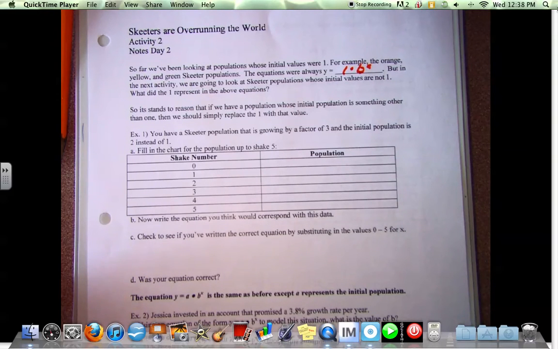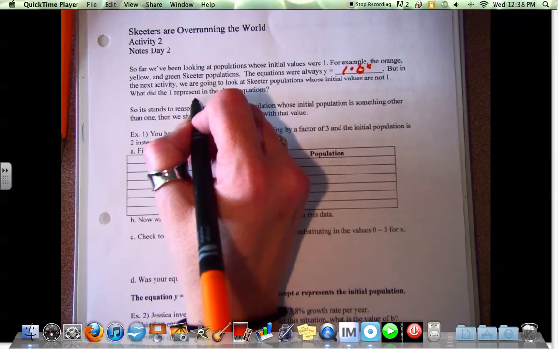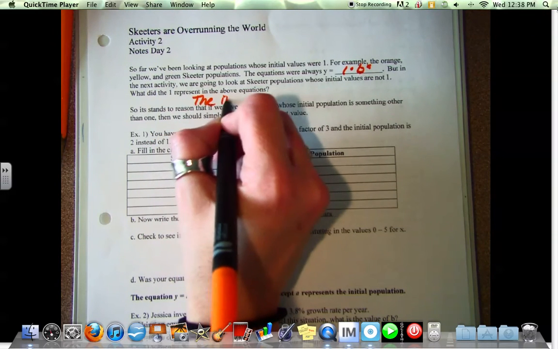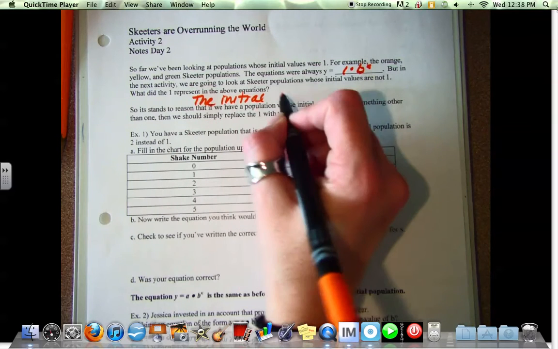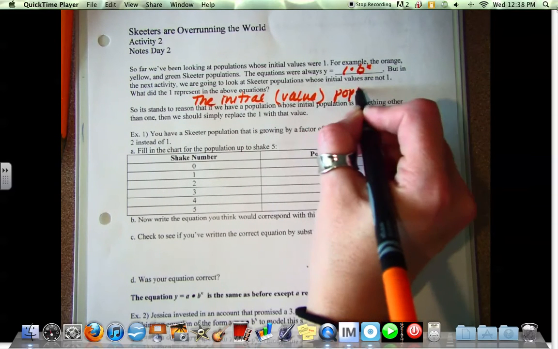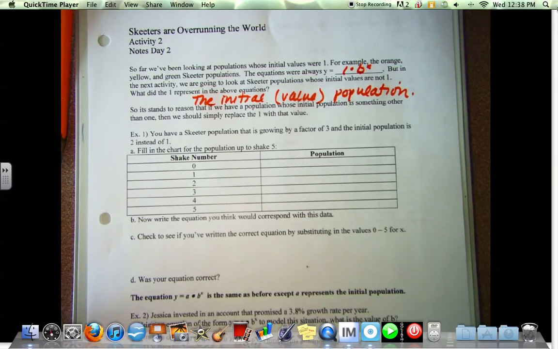So what did the 1 represent in the above equation? The initial value or population? So it stands to reason that if we have a population whose initial population is something other than 1, then we should simply replace the 1 with that value.